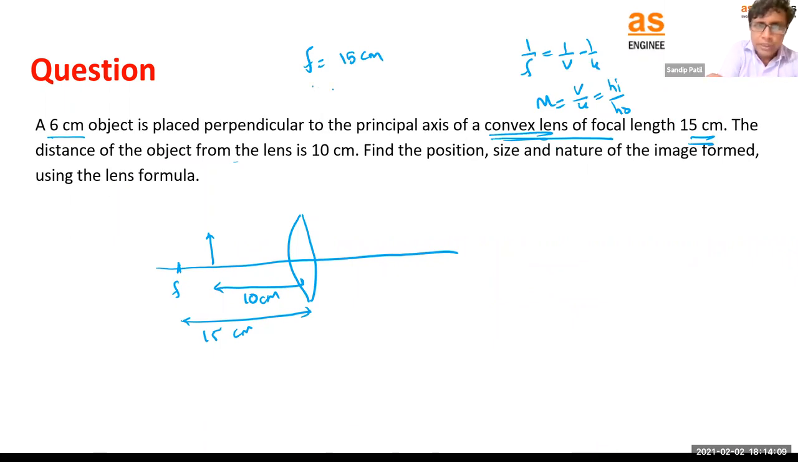What about U? U will be 10 centimeter. Is it positive or negative? Negative 10 centimeter, as it is on the left side. Okay, what do we want to calculate? We want to calculate position, size, nature, right?